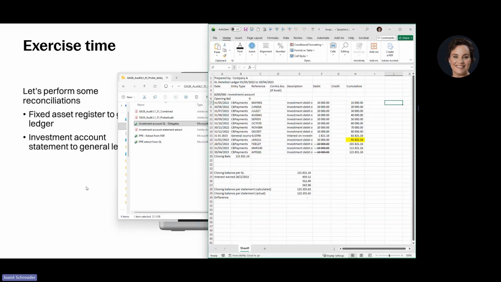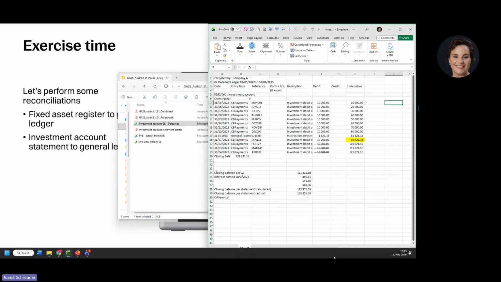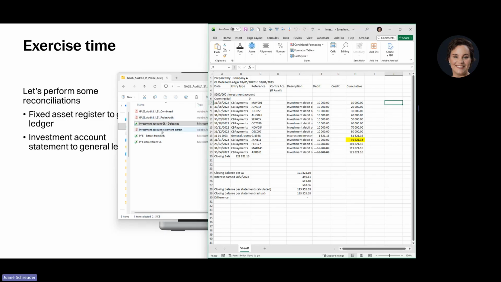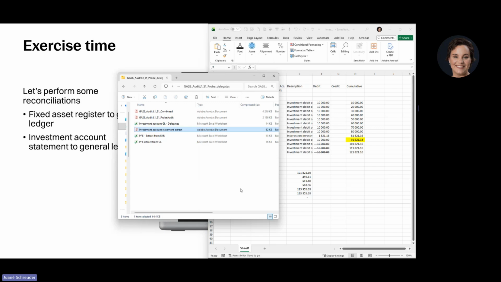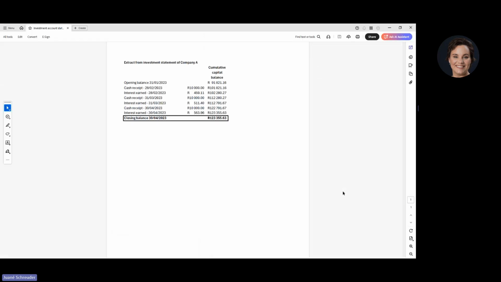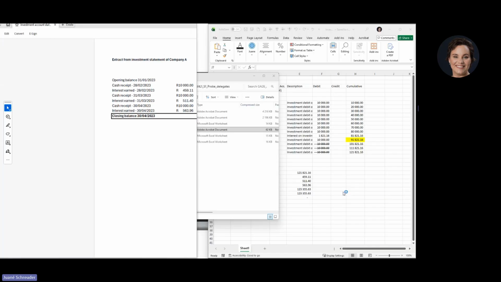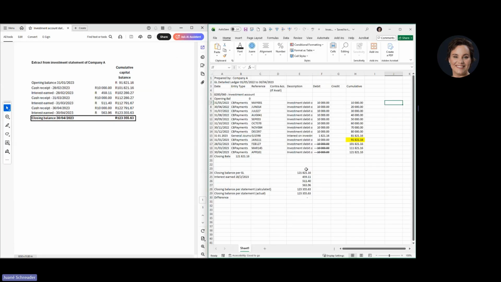So in this case, I might want to show just the slides or the Teams section or whatever it is. On my side, I'm going to open up the investment account statement, and then move that to the left so that we can see the general ledger account on the right-hand side and the statement on the left-hand side.